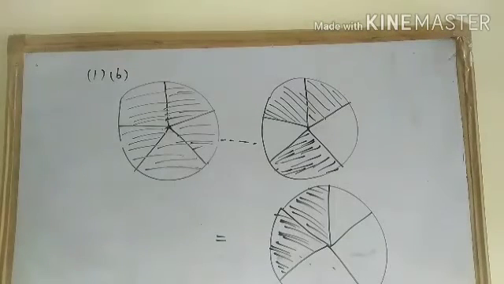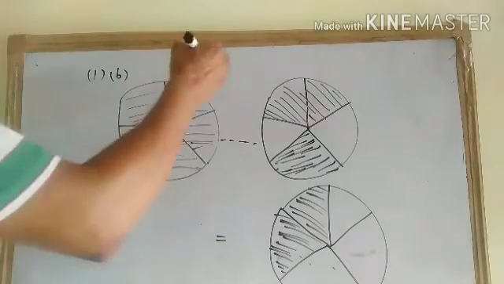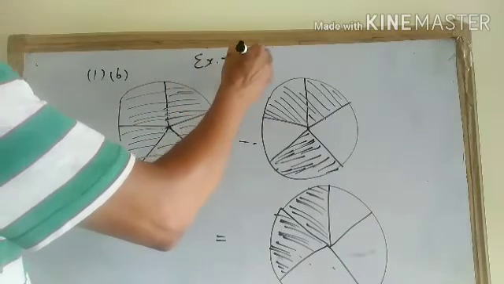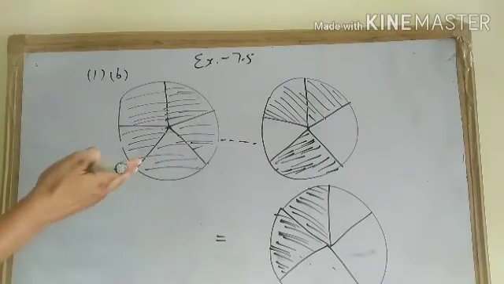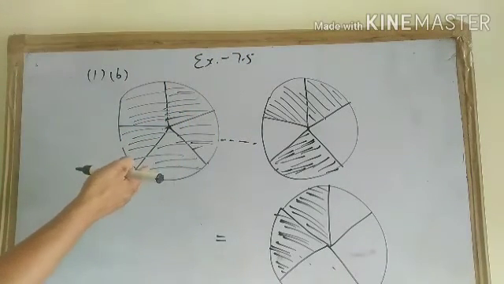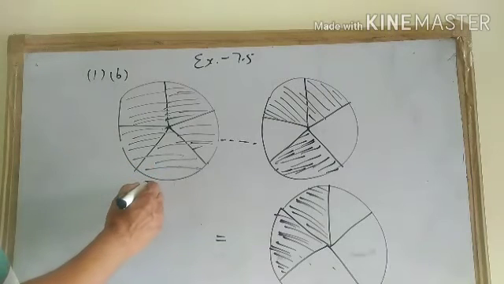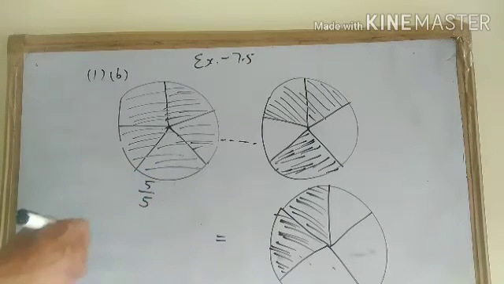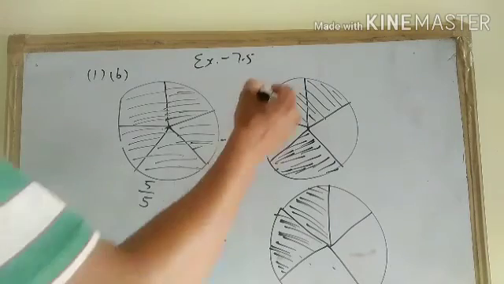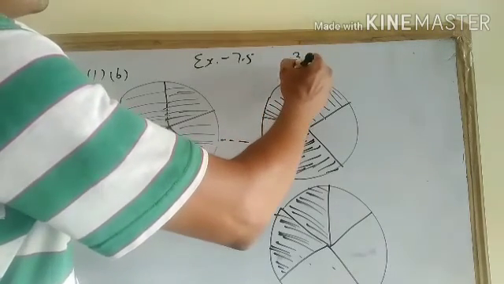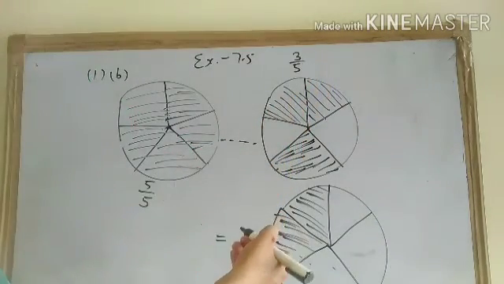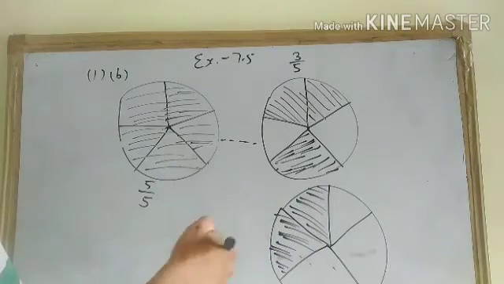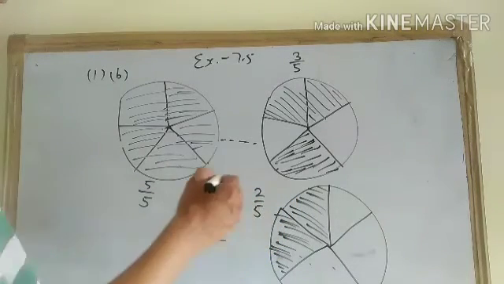Okay students, look at the B part of the first question of exercise 7.5. In the B part, you can see there are a total of 5 parts and all 5 parts are filled, so we can put the fraction 5 by 5 for it. And in this part, there are 5 parts and 3 parts are filled, so we can put the fraction 3 by 5. And here we get 2 parts filled, so we can write the fraction 2 by 5.